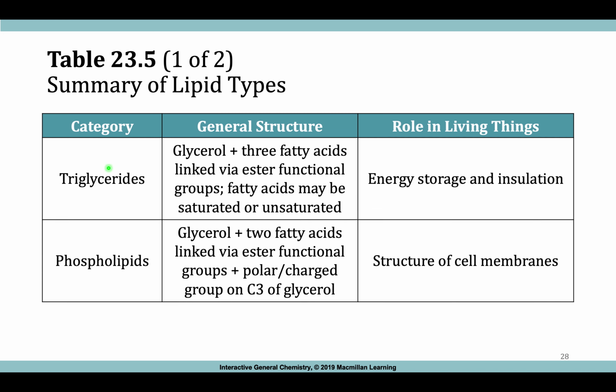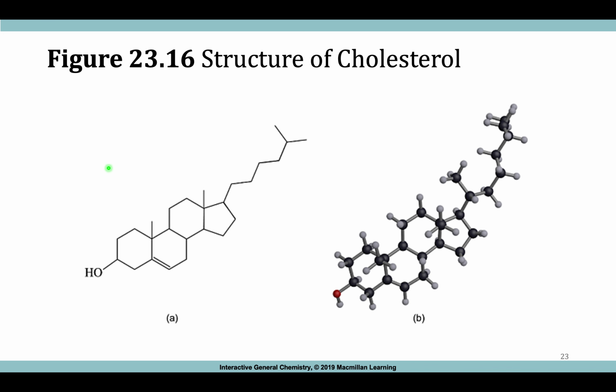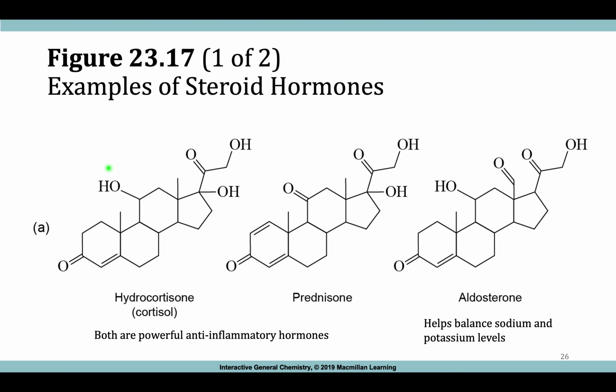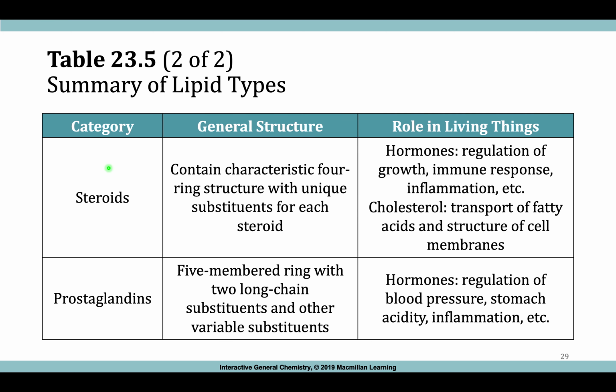Steroids have that characteristic 4-ring structure right here. And they can help with all types of hormonal things in our body, inflammation, growth, and also cholesterol is a specific one that helps also with the cell structure and also transport of fatty acids. So cholesterol is really important. And then prostaglandins is another category, more hormonal type things in our body.